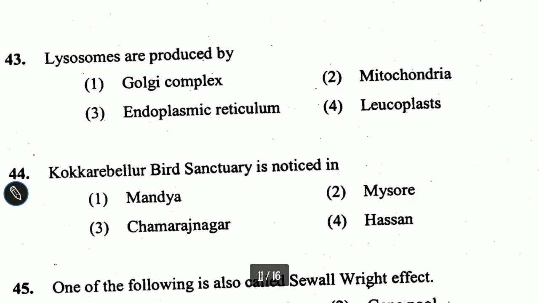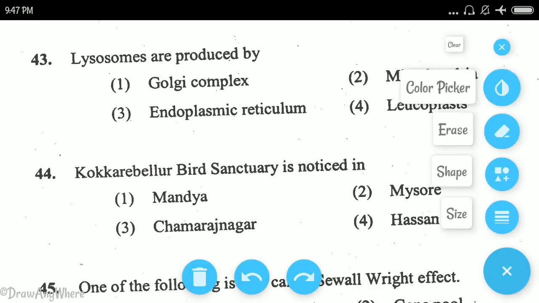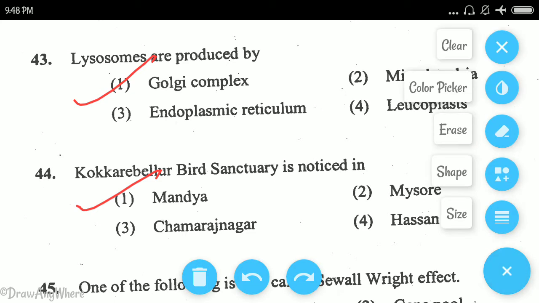Lysosomes are produced by, you all know, the answer is the Golgi complex. Now coming to the next question. Kokkari bird sanctuary is noticed in Mandya. This Mandya is in between Mysore and Bangalore. So the answer will be Mandya, not Mysore.